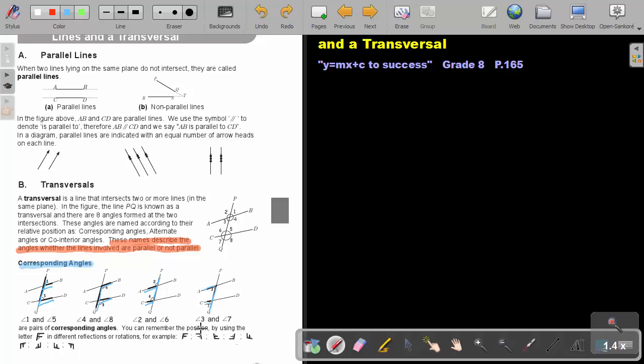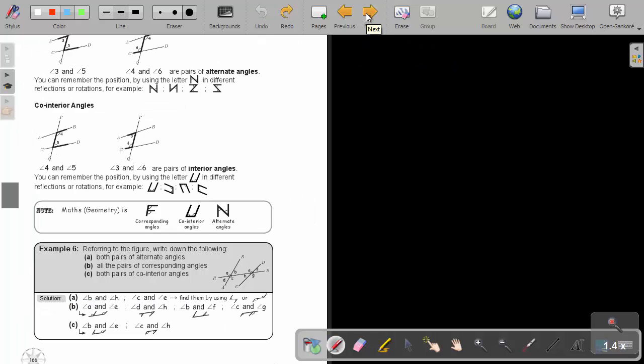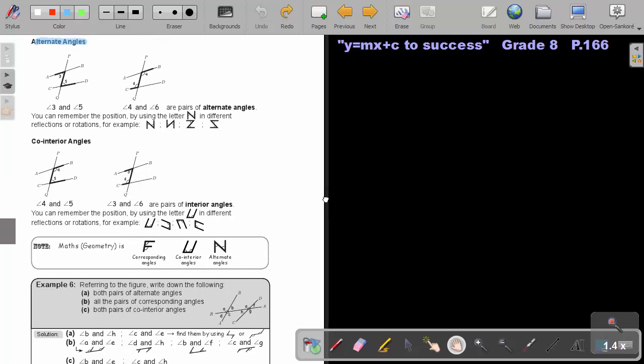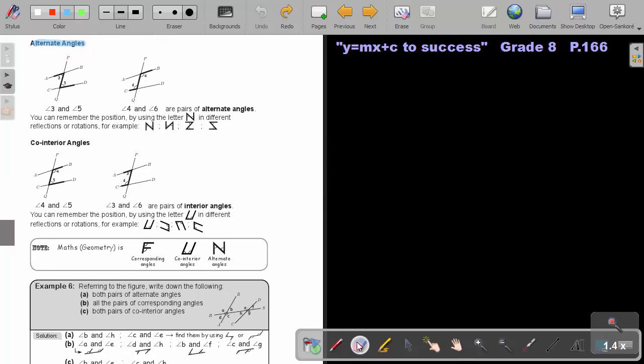You can remember the position by using the letter F in different reflections or rotations. I just showed you it can be rotated or it can be reflected, but it will be an F and it will be the inside corners of the F. Okay, let's look at the next one. We're just going to make this one another color. Alternate angles, let's decide on this one to be green. Let's get that highlight. Alternate angles.